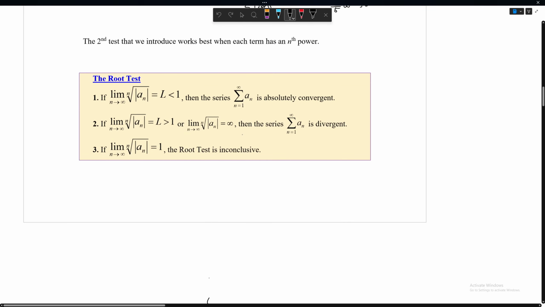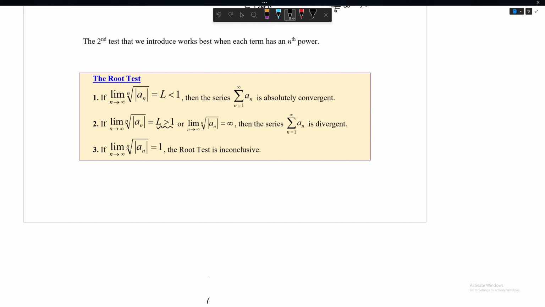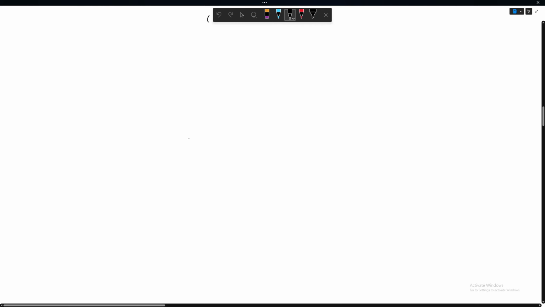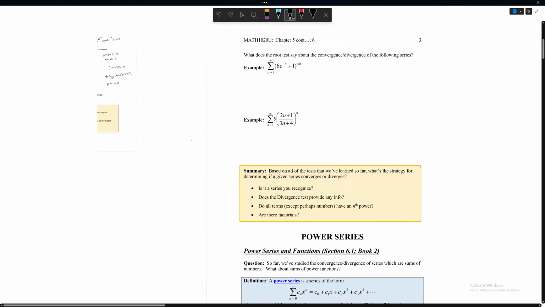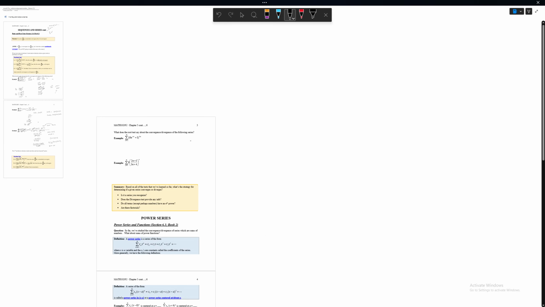All right. Now the second thing is the root test. What is the root test? Now your thing is the same as your ratio, where if your number is less than 1, convergent. If it's more than 1, divergent. If it's 1, inconclusive. And so if I go to my lesson, where is the lesson? Oh, there it is.